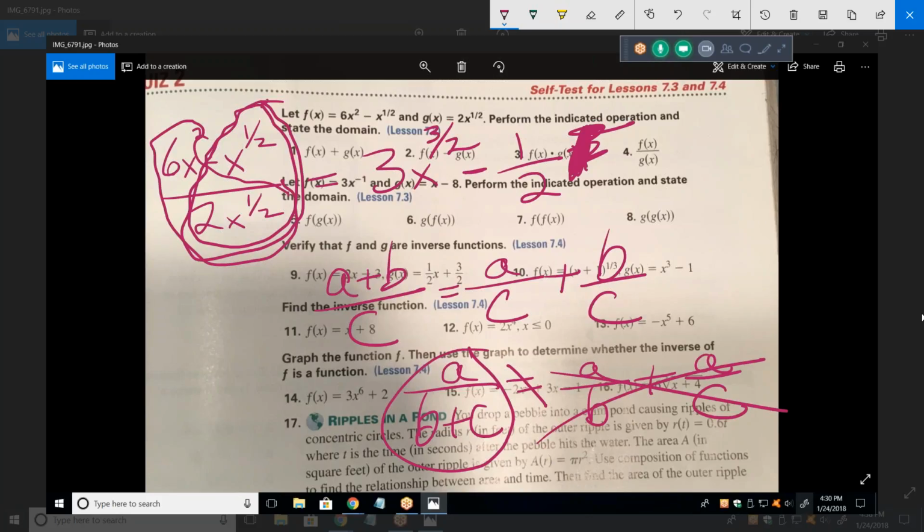Okay? So the only time you can split it up into fractions is when you have a single entity for the denominator. And that was what we had in that problem. We had 2x to the 1/2. Okay, that was a single entity. There wasn't any addition or subtraction going on.